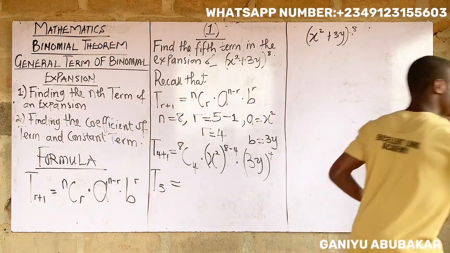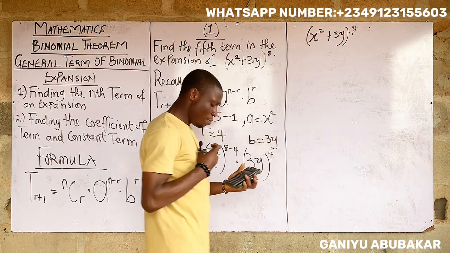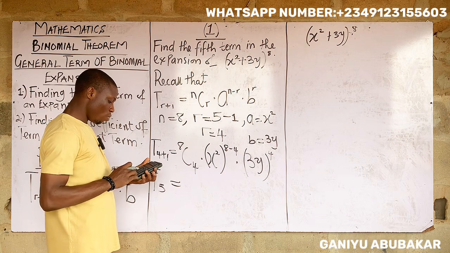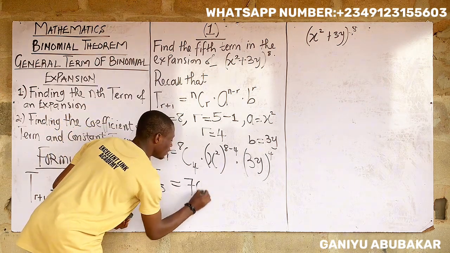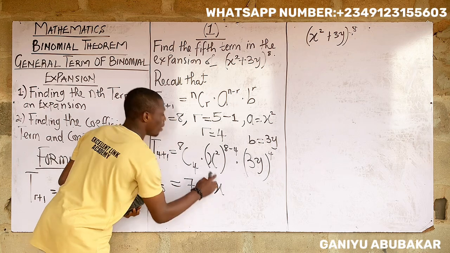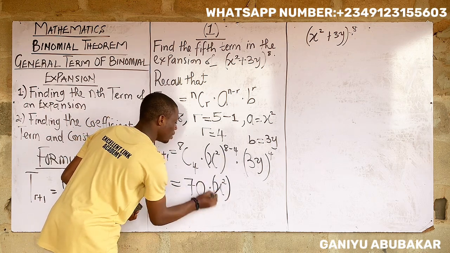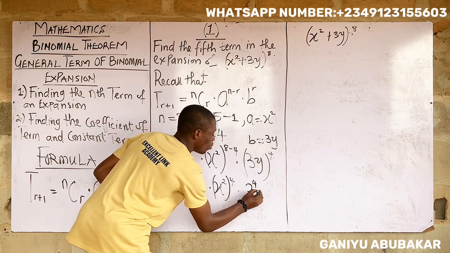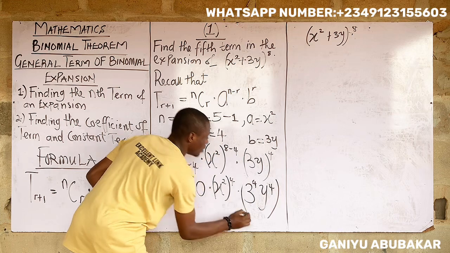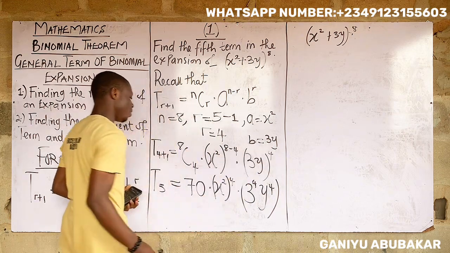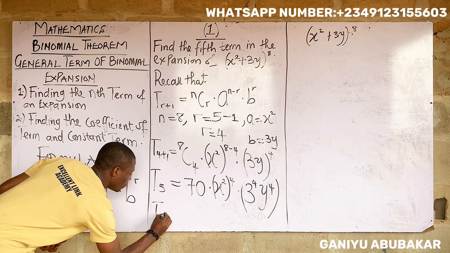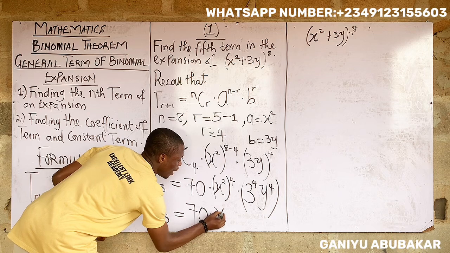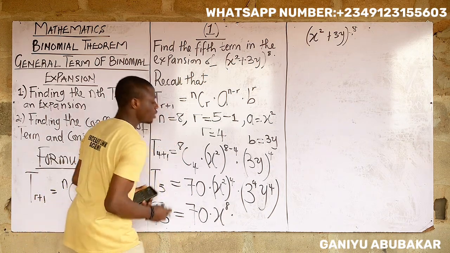If I punch my calculator, if I have 8 shift combination 4, I'll have 70. This gives 70 dot x squared to the power 8 minus 4, which is 4, dot what? This becomes 3 to the power 4, y to the power 4, from your indices. What I get here, the fifth term of that expansion will be equal to 70 dot x to the power 8 dot 3 to the power 4.